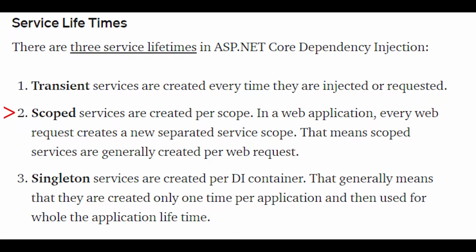In a web application, every web request creates a new separated service scope. That means scoped services are generally created per web request. Singleton services are created per DI container. They are created only one time per application and then used for the whole application lifetime.